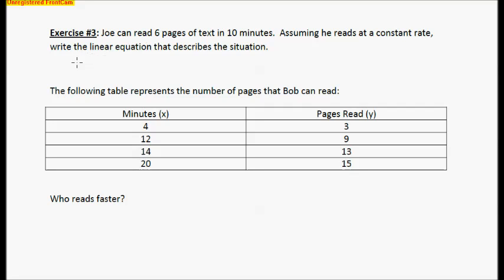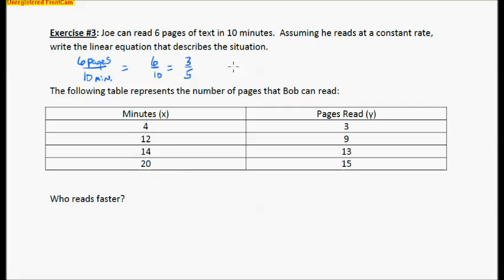So I'm going to take 6 pages, write down 6 pages, over 10 minutes. All right, because whenever you make a rate, you put the time on the bottom. I'm going to leave that as 6 over 10 because I hate to round in the middle of a problem here, and that will reduce to 3 over 5. So his rate is 3 pages per 5 minutes, and that's going to be his slope.